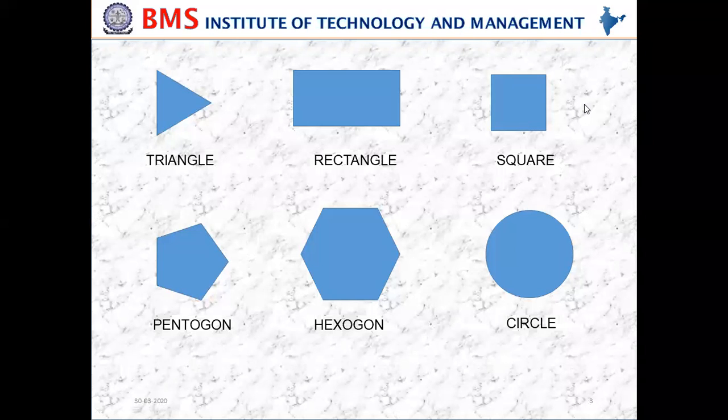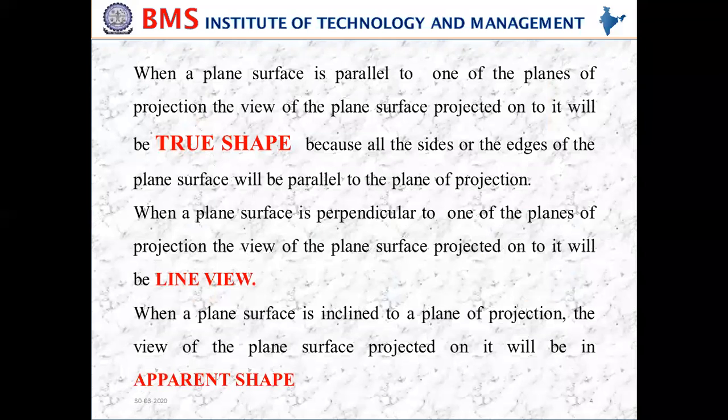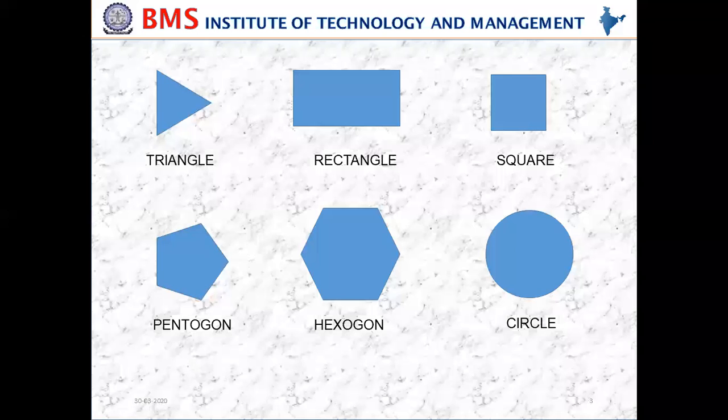Rectangle with 4 sides, and square, again with 4 sides. Pentagon, hexagon, circle. I think you have started this in geometrical construction: how to construct the triangle, the rectangle, the square, the pentagon, hexagon, and circle, right? So before going to the projection of plane surfaces, you need to know how to construct all these regular planes.